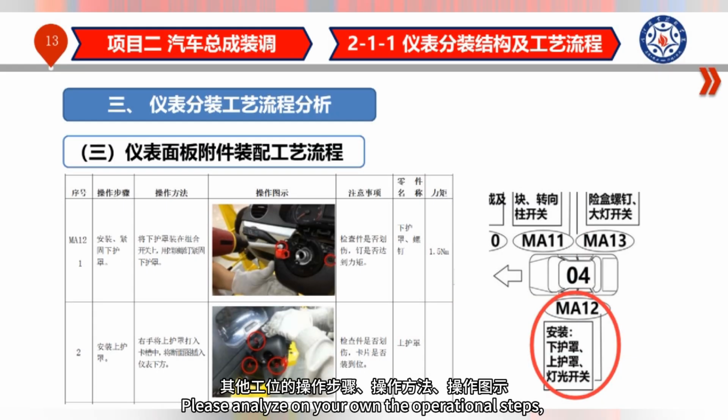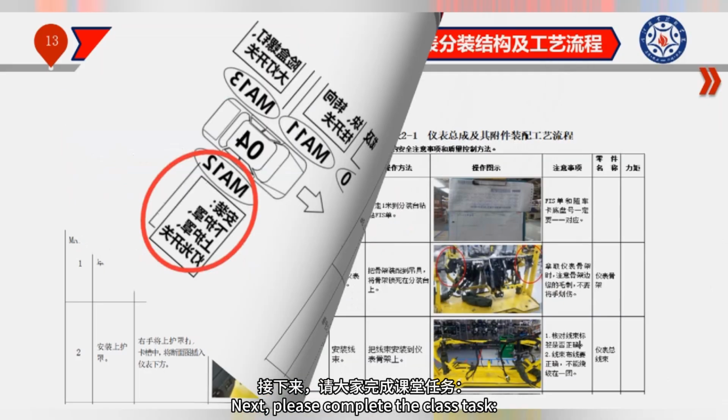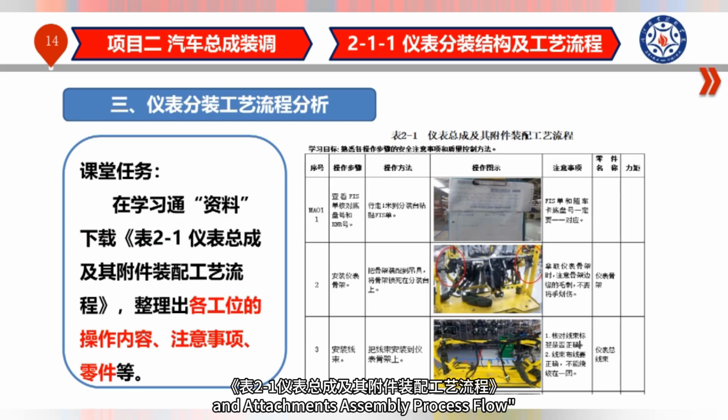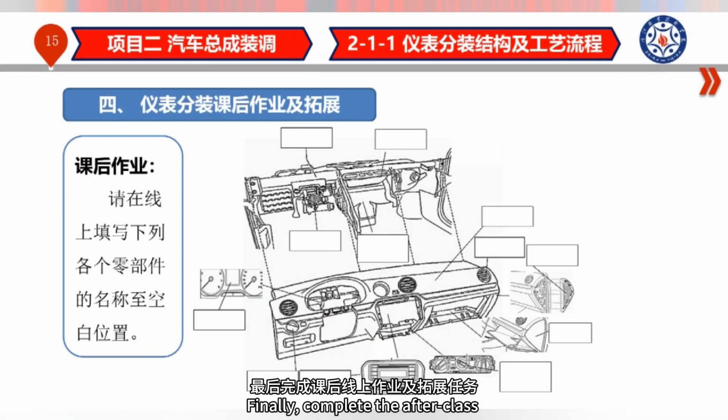Please analyze on your own the operational steps, methods, diagrams, safety precautions, part names, etc. for the other stations. Next, please complete the class task. Download Table 2:1, Instrument Panel Assembly and Attachments Assembly Process Flow from the Materials section on the Caoxing Shishitong platform. Organize the operation content, precautions, parts, etc. for each workstation. Finally, complete the after-class online assignment and extended task.